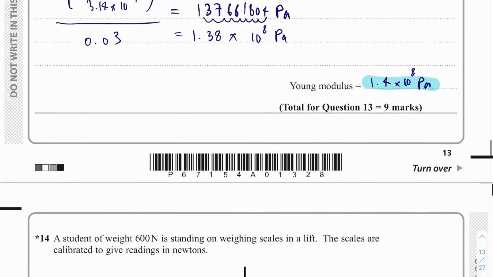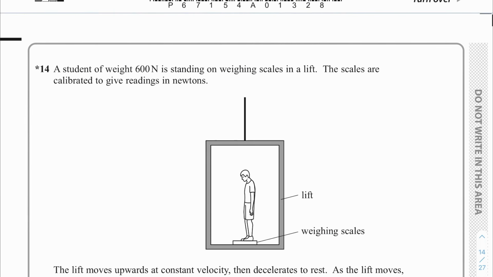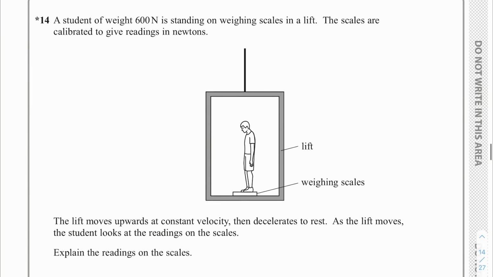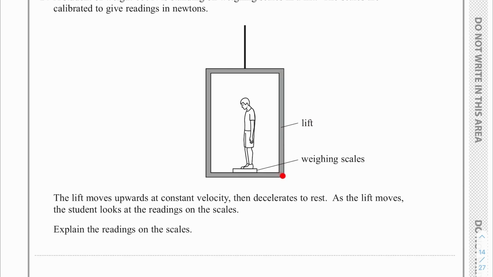Let's move on to question number 14. Question number 14 says, a student of weight 600 newtons is standing on weighing scales in a lift. The scales are calibrated to give the readings in newtons. So we have the lift here, the weighing scales here. The lift moves upwards at a constant velocity, then decelerates to rest. As the lift moves, the student looks at the readings on the scales. Explain the readings on the scales.